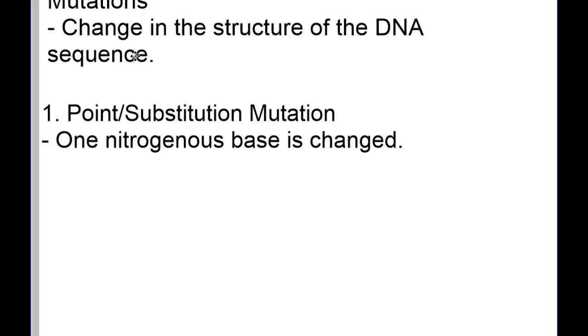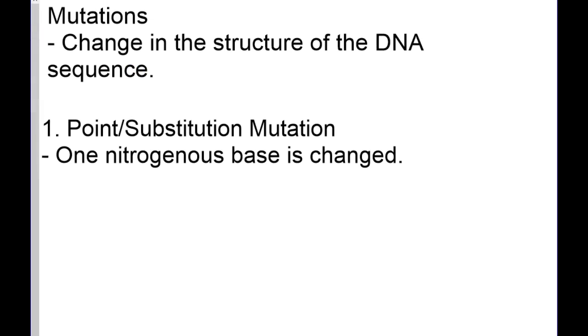Today what we're going to do is look at categorizing mutations that can happen to DNA and result in a change in amino acid sequence. We're going to look at two types of mutations. The first, depending on what resource you're looking at, sometimes it's called a point mutation versus sometimes it's called a substitution mutation.